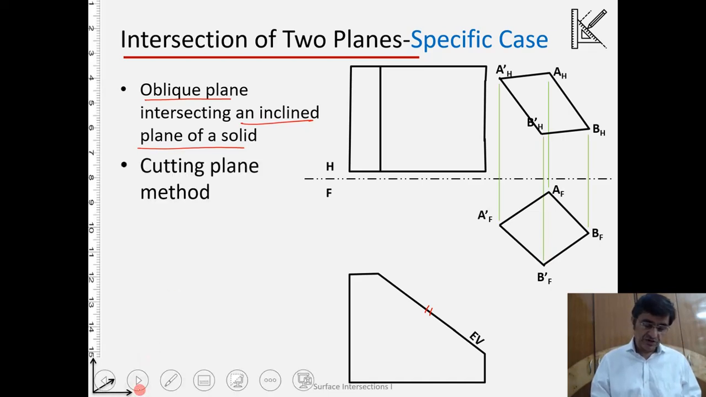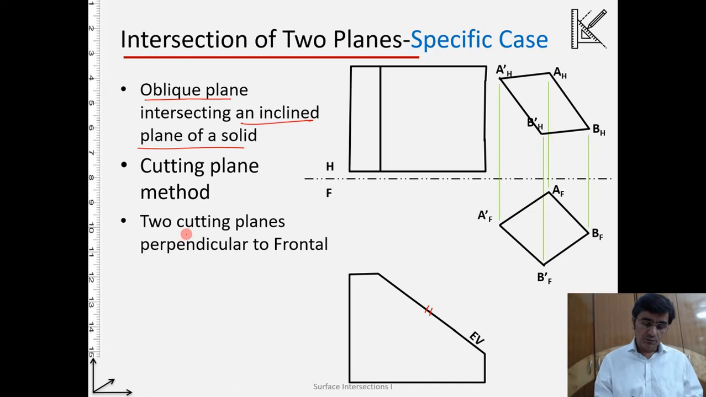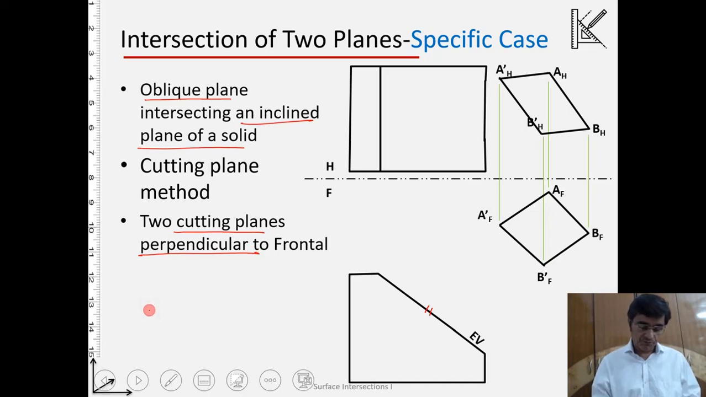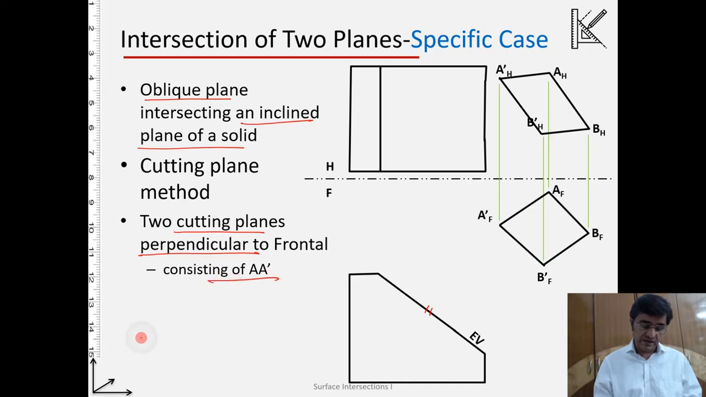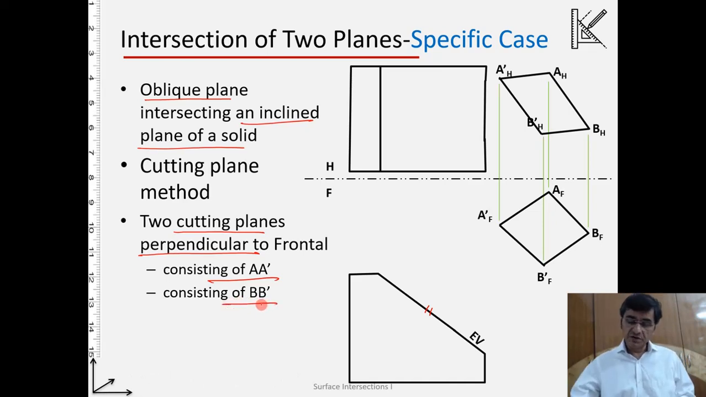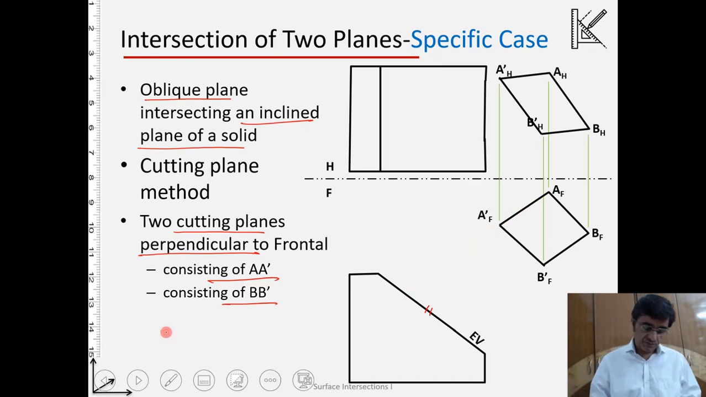We will be using the cutting plane method, and we will have two cutting planes, and they are perpendicular to the frontal principal plane. One of them will consist of the A dash line, and the second will consist of the line B dash. So the meaning of this is, if I draw these cutting planes, A dash, that is how the projection of that plane will appear on the frontal.